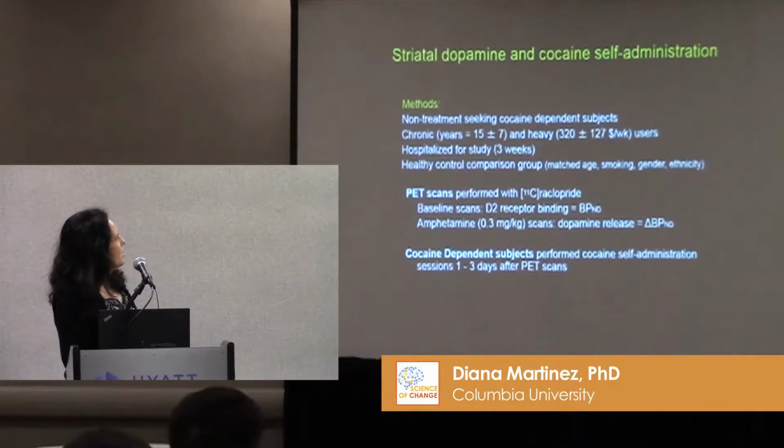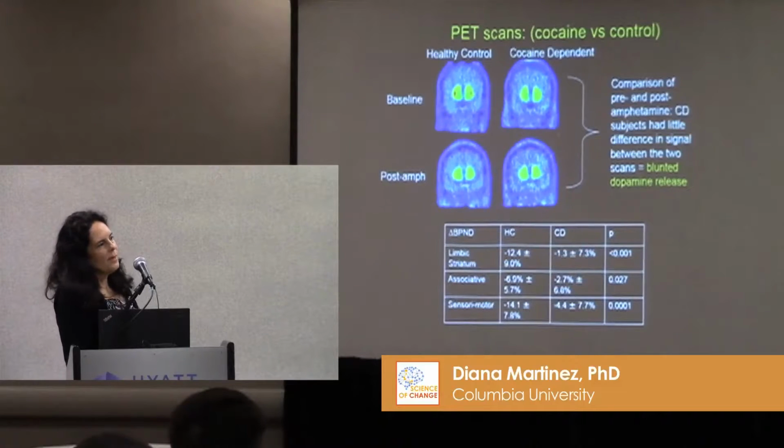But basically, we took non-treatment seeking cocaine-dependent individuals, we admitted them into the hospital, we had a healthy control group, we did PET scans with raclopride, we got our usual outcome measures, BPND and delta BPND. After we did the PET scans, we put them in the laboratory and let them self-administer cocaine. So this is the results of the PET study.